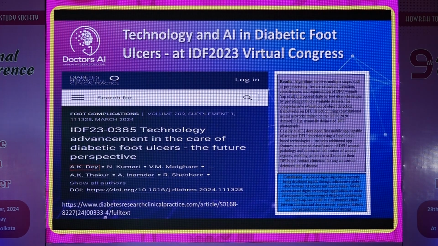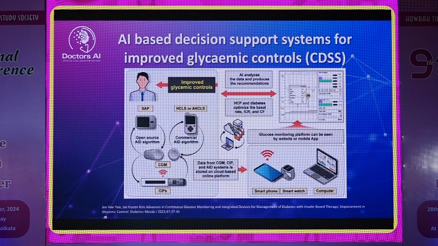This was one of our papers that we published in the Diabetes Care Journal of IDF, where we looked at the whole technology of using AI in diabetic foot ulcers. Another aspect that I want to highlight to all of you is the use of artificial intelligence in improving glycemic control in individuals by clinical decision support system.